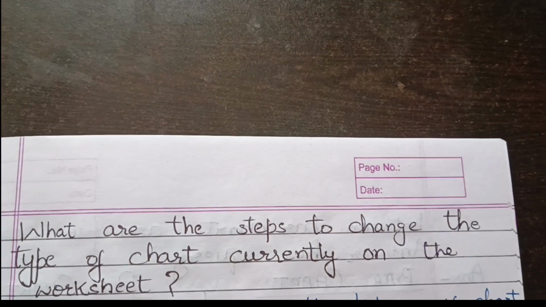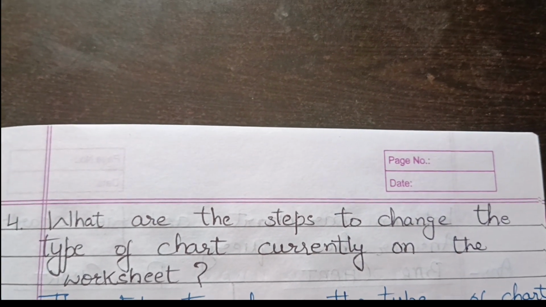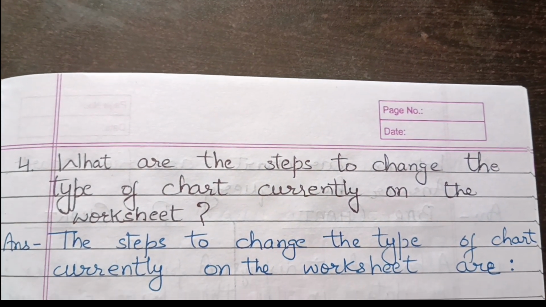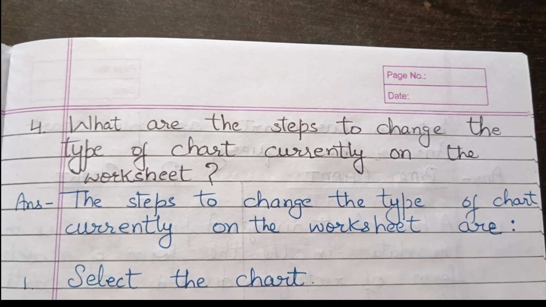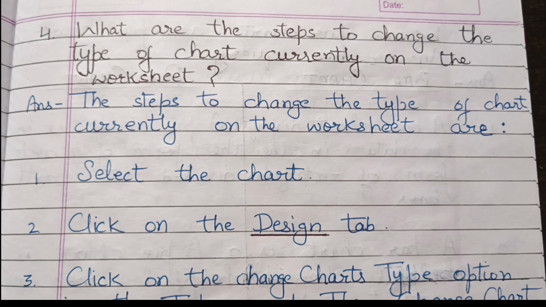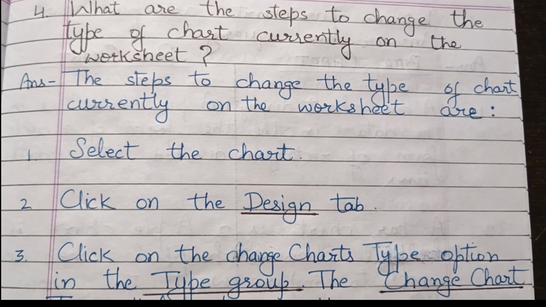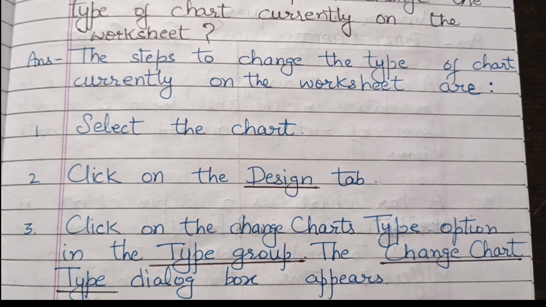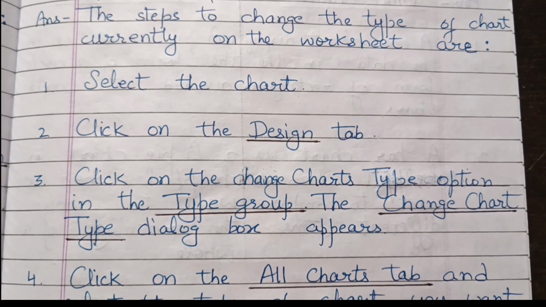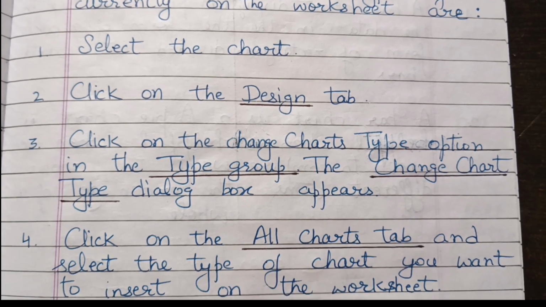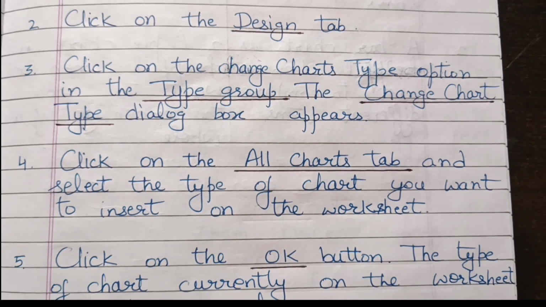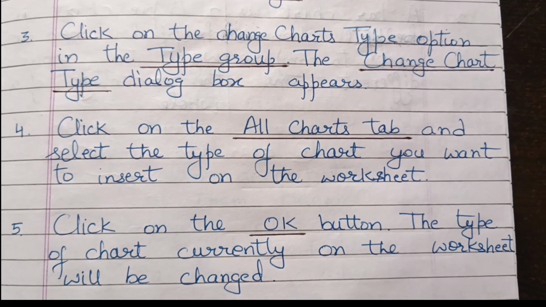Next question. What are the steps to change the type of chart currently on the worksheet? The steps to change the type of chart currently on the worksheet are: select the chart, click on the design tab, click on the change chart type option in the type group. The change chart type dialog box appears. Click on the all charts tab and select the type of chart you want to insert on the worksheet. Click on the OK button. The type of chart currently on the worksheet will be changed.